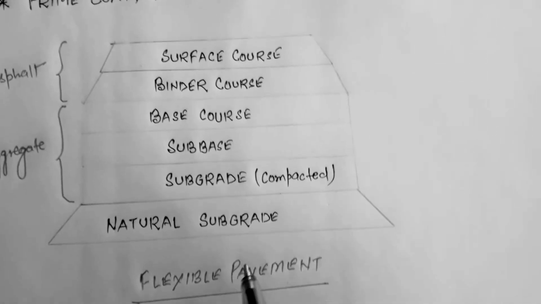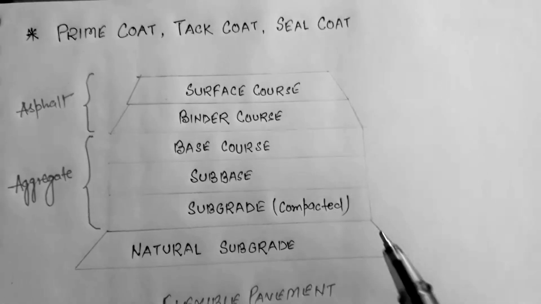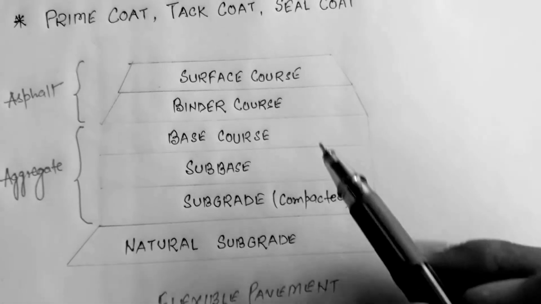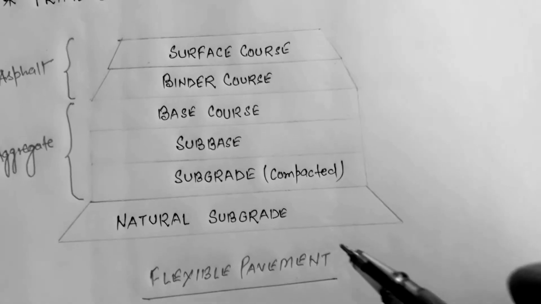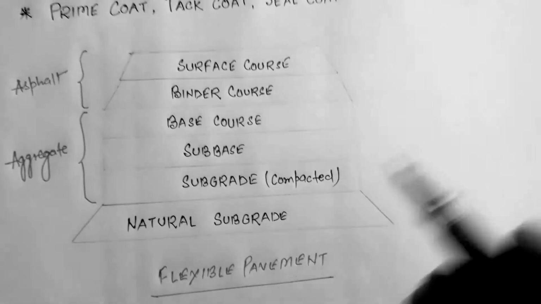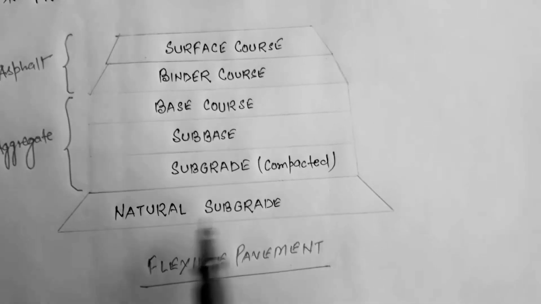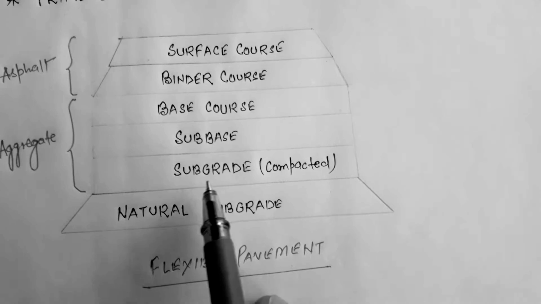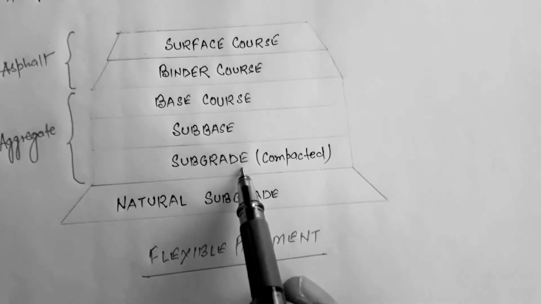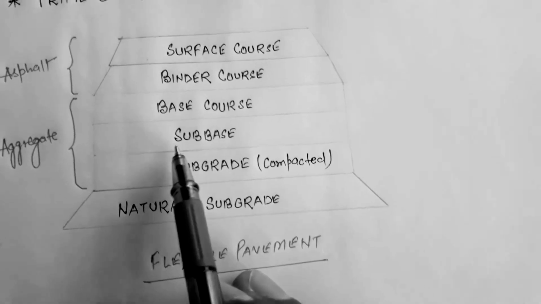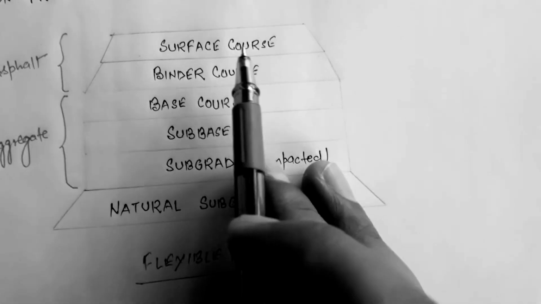Okay, so by this, firstly we know how many types of layers and sections are available in your flexible pavement. As you can see here, from the bottom side it is natural subgrade, then the next layer is subgrade, which is fully compacted, then sub base, base course, binder course and finally surface course.